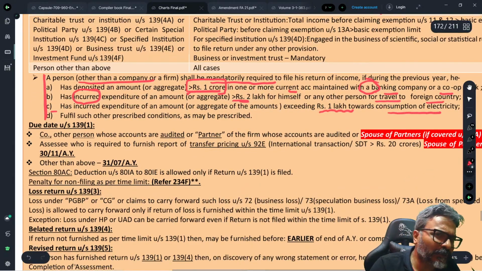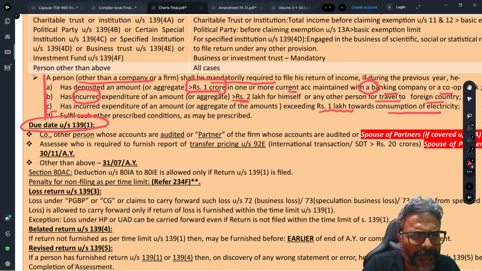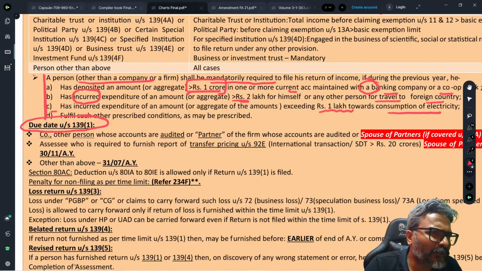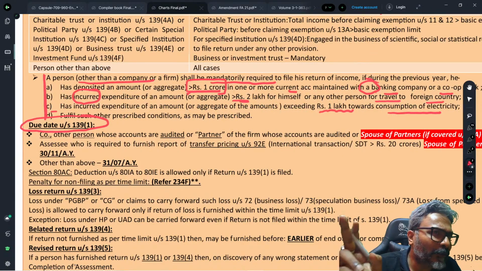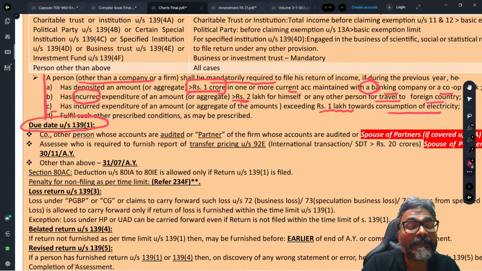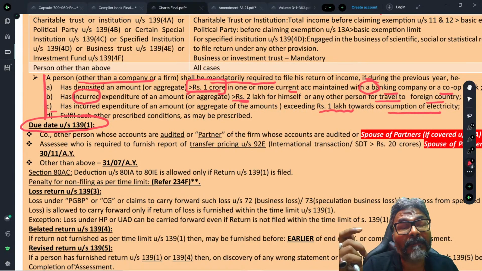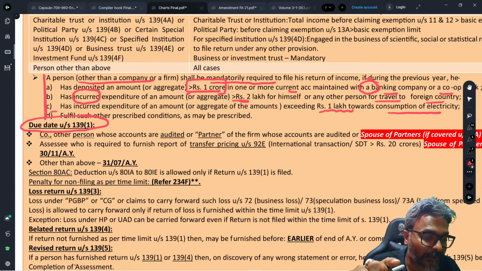Now comes the due date to file the ROI under 139(1). I think all of you are aware there are 3 due dates. Students, just a reminder to all of you that these are the due dates to file the ROI. But in one MCQ that we have done, please understand one thing. So far as the filing of the reports is concerned, the tax audit report and the other reports that need to be filed under various sections, those reports need to be filed a month before the due date of filing of the ROI.